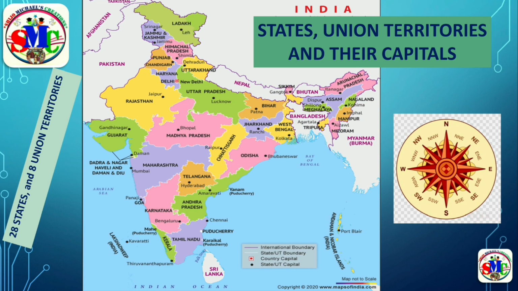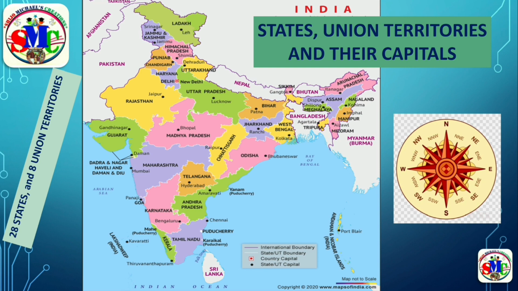The fifth one, Lakshadweep, and its capital is Kavaratti. The sixth one, Puducherry, and its capital is Pondicherry. And the seventh one, Jammu and Kashmir, with a summer capital Srinagar and the winter capital Jammu. And the eighth union territory is Ladakh with the capital Leh.